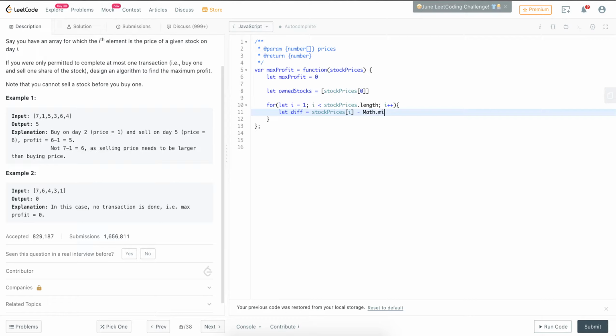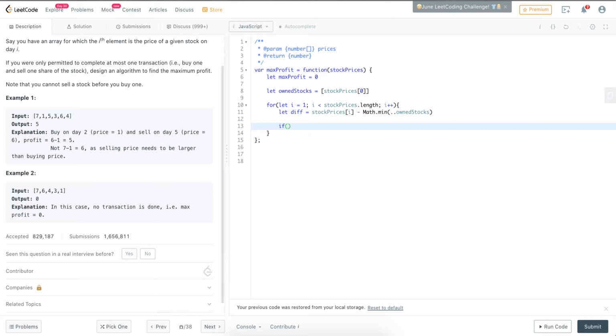Math.min of our ownedStocks array. Since it's an array and we're doing a min on it, we would actually have to do it like this, right? So now what we're taking here is the difference between our current one, so at 7, and the minimum here. So that difference for this is not going to be bigger than our max profit. I'm sorry, I misspoke. I meant that it's going to be bigger than our max profit.